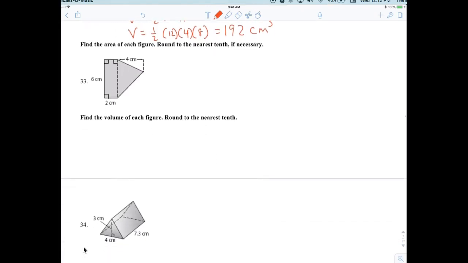I had to delete 32 because it was an irregular shape that we didn't know. So 33. Everybody take a look at 33. What two shapes do we see? A rectangle and a triangle. So area equals length times width plus 1/2 base times height.